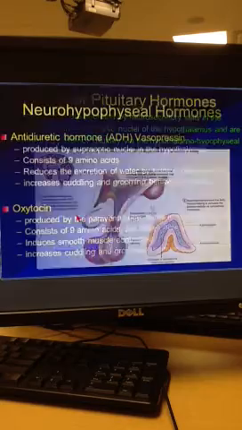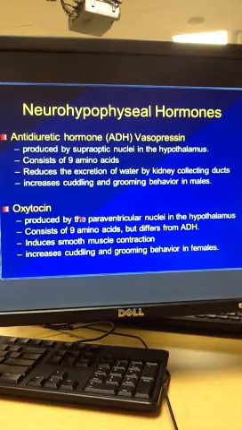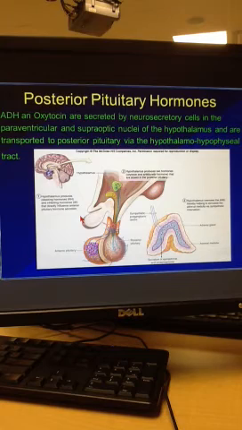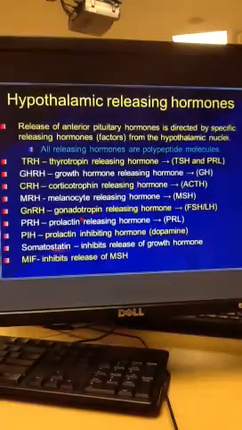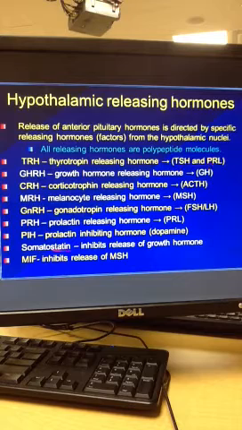So the posterior pituitary produces nothing, it's just a storage? The posterior pituitary produces nothing. It is just a storage organ. The anterior pituitary produces all those other hormones that we saw before. So all of these substances are produced by the anterior pituitary and released from the anterior pituitary.